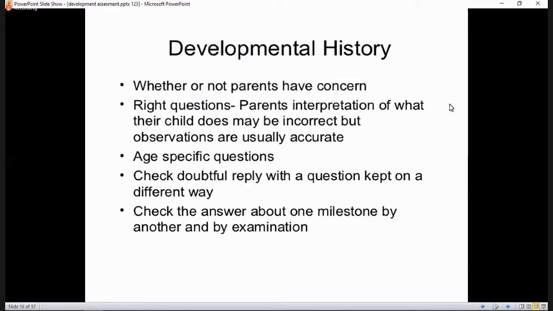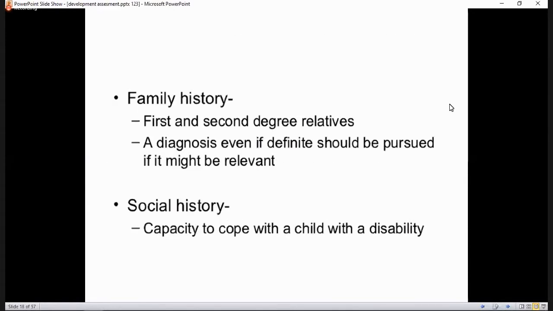And if the parent says that milestones were achieved at a certain age, you have to go for examination to see if they are correct or not. It is important. The case is important when first and second degree relatives are affected.